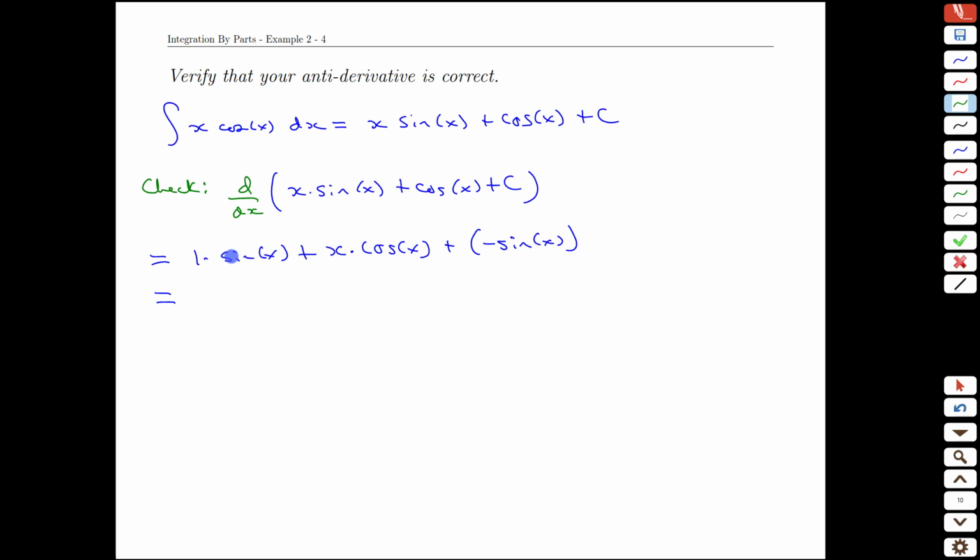And what do we see right out of the gate? We have a positive sine of x, a negative sine of x that cancel, and so we are back to simply x cos of x. That matches our original integrand, and so we have the correct antiderivative.